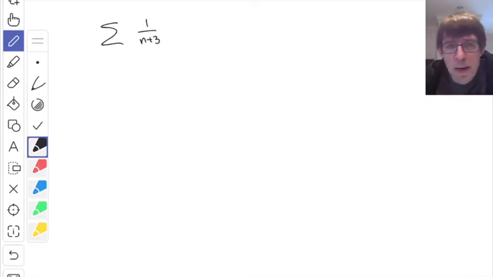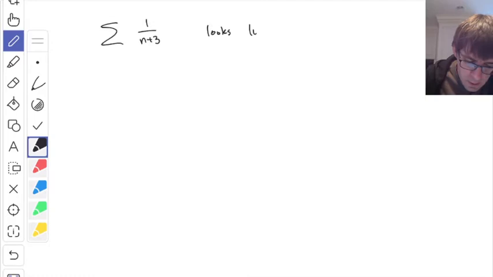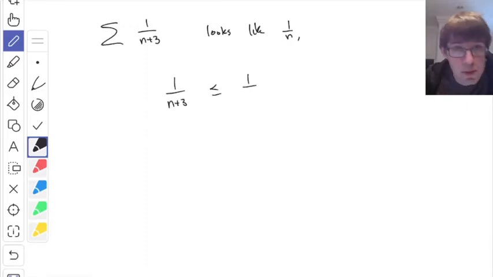So how about this one? Now, in this case, it would be natural to try the same thing. I basically look at that and I say the 3 doesn't really matter here. It just looks like 1 over n. So I would say this looks like 1 over n. And so I'm going to make this comparison: 1 over n plus 3. And just like before, the 1 over n plus 3 is smaller because its denominator is bigger, right? So 1 over n plus 3 is less than or equal to 1 over n.